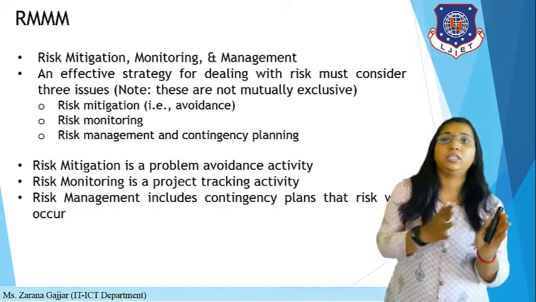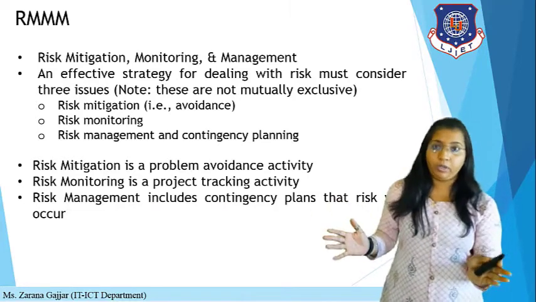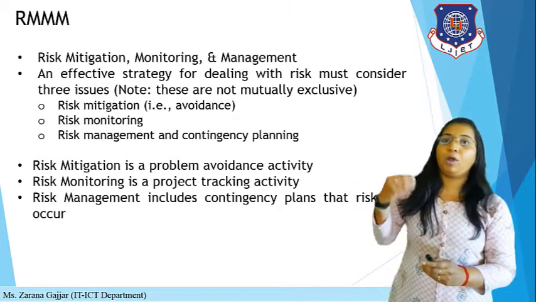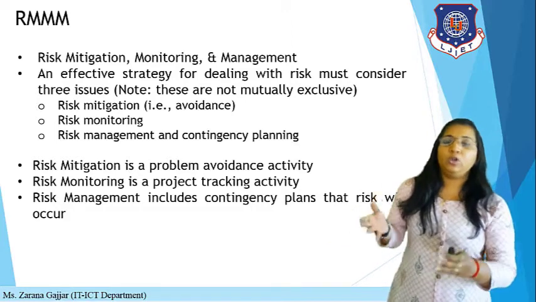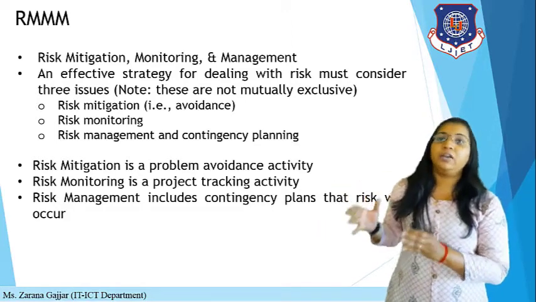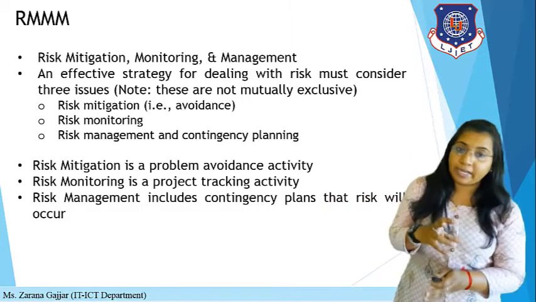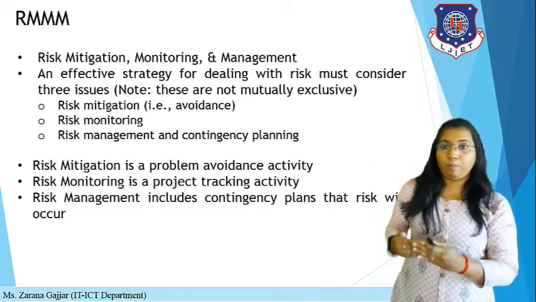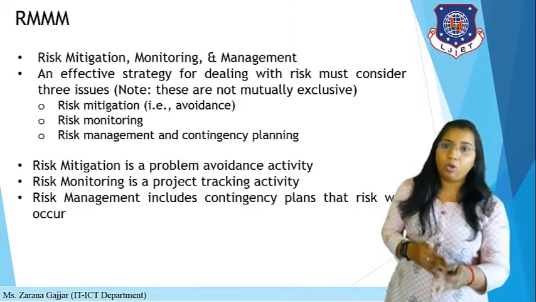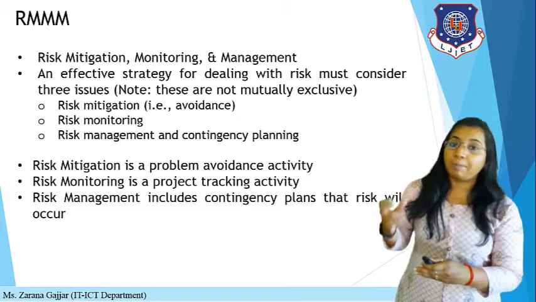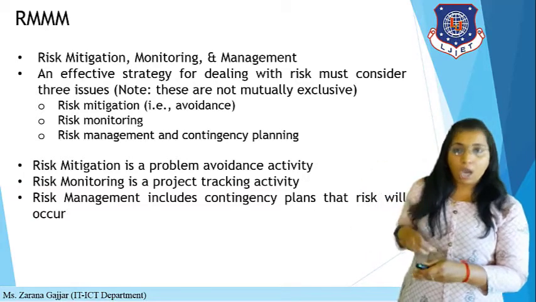Okay, these three issues are different. Risk mitigation is a problem avoidance activity. If you are avoiding something, then it leads to risk mitigation. Then risk monitoring is a project tracking activity. So the status of your project development can be tracked by risk monitoring. Risk management includes a contingency plan for when the risk occurs.